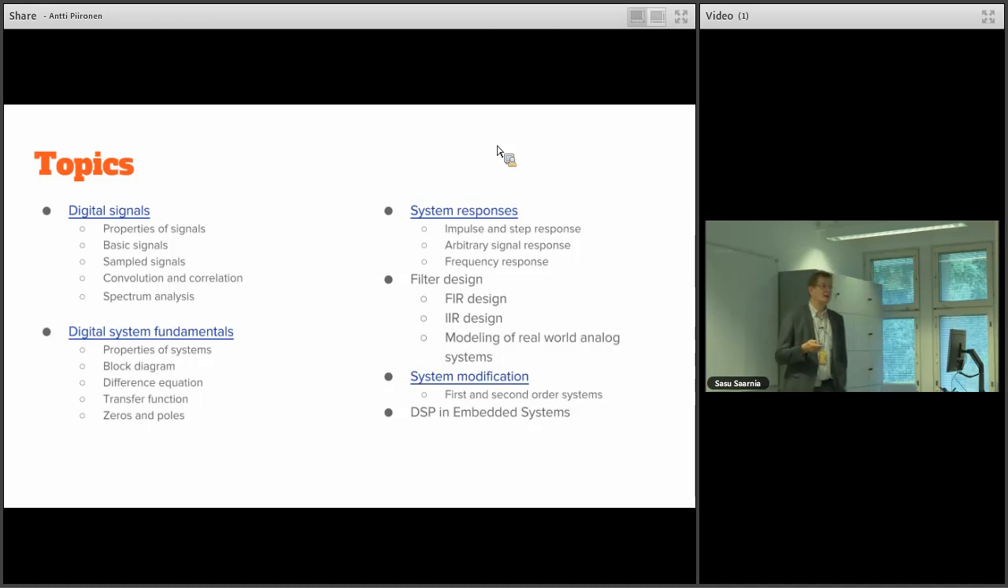Okay. And after that, when we have done our first filter, maybe how to modify the system to do something else. And then the rest of the course, just to humor the embedded engineering students, there's DSP in embedded systems, meaning what you can do with the small processor. Quite a lot, actually.